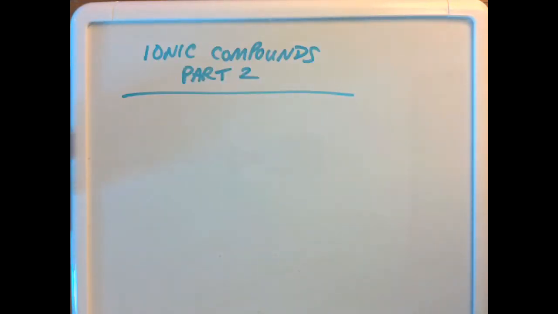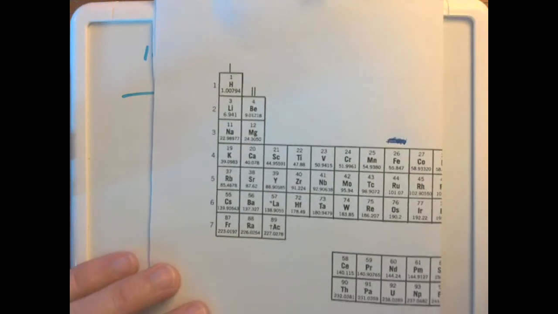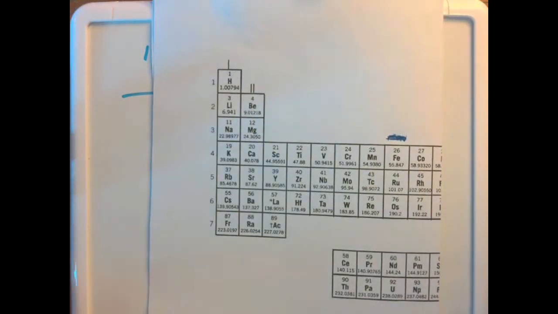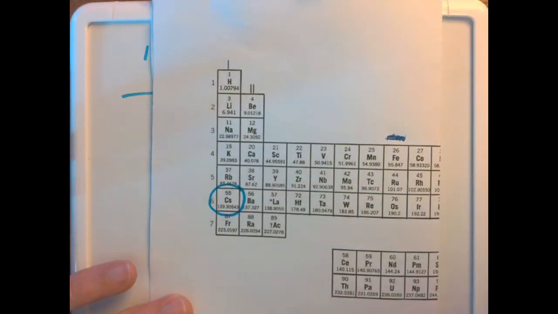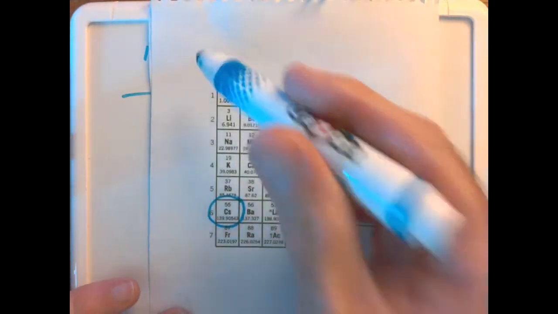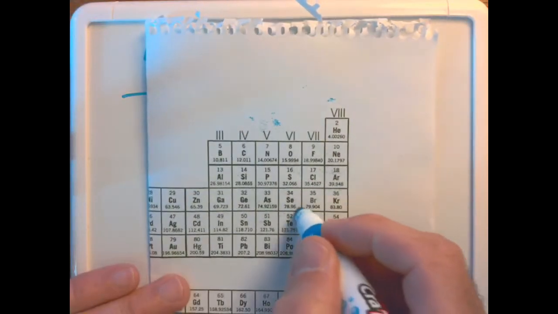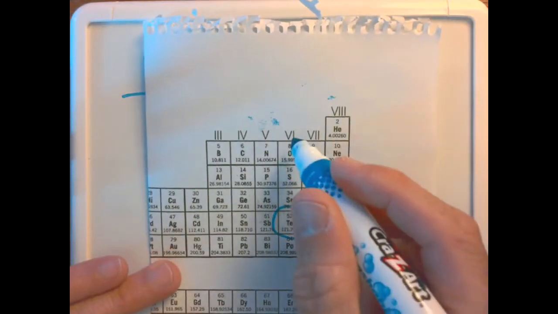So let's take a look at another example, similar to the one that we did in the previous video, but just mix it up a little bit here. Let's pick a couple atoms off the periodic table. We're going to pick, for no particular reason, let's go with cesium. That's in column Roman numeral 1. And let's go with tellurium. That's in column Roman numeral 6.